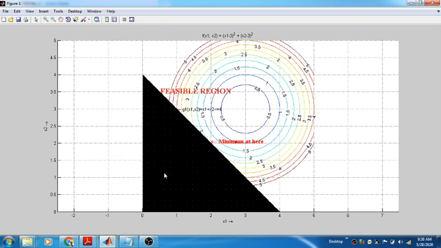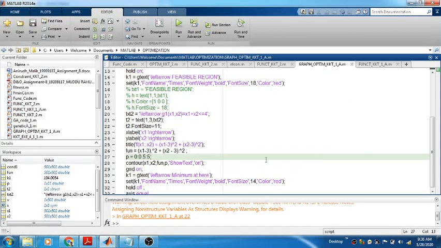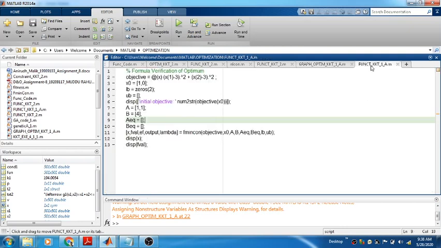Now we can do this problem with the help of code. This was the graphical method. Now I am writing code. So let's write a code. Already I have written it here. So now this is the code. By this way you can write it.